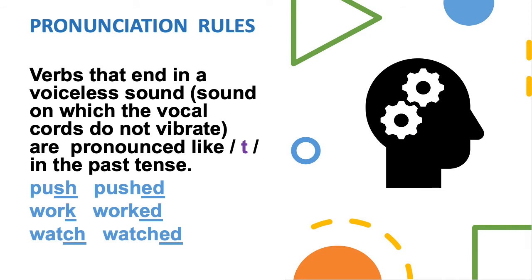The pronunciation rule is that verbs that end in voiceless sounds, or sounds on which the vocal cords do not vibrate, are pronounced like T in the past tense. So push is pushed, work is worked, watch is watched. Now let's start practicing.